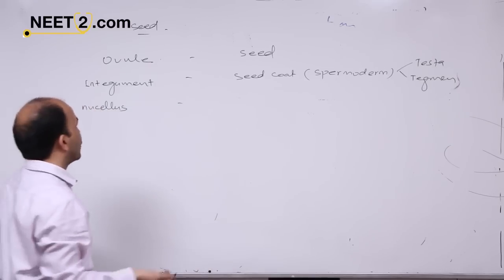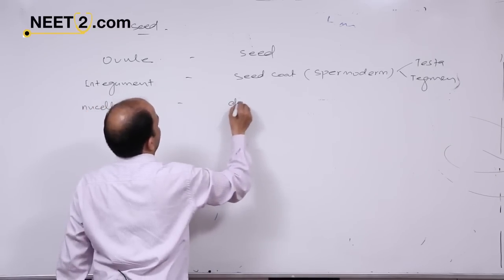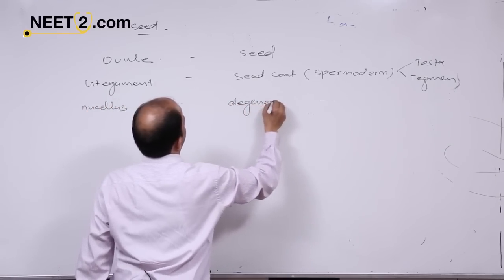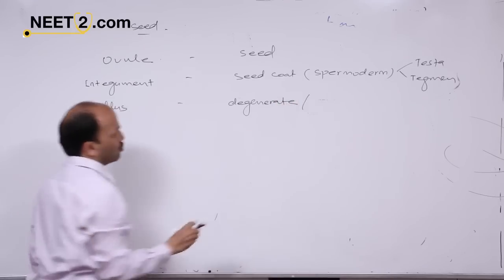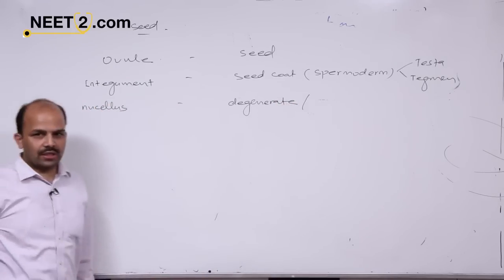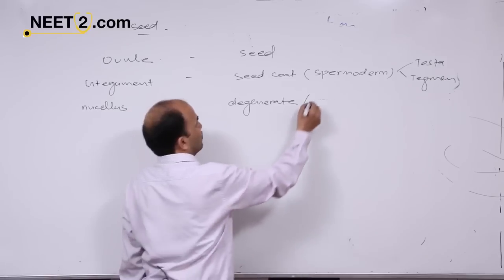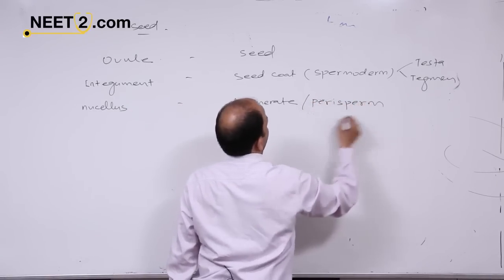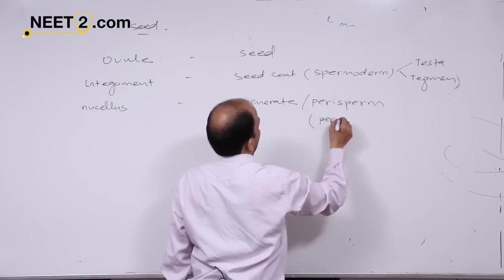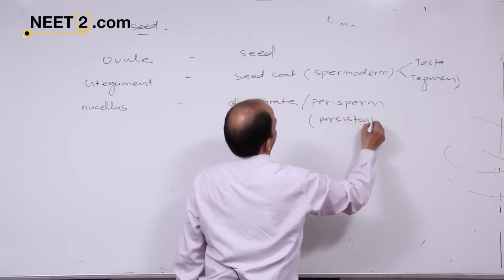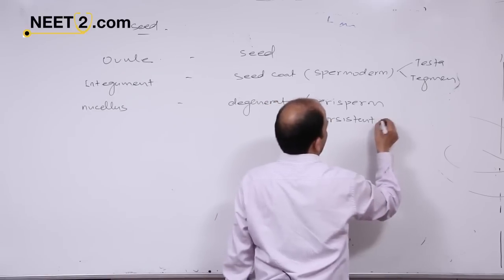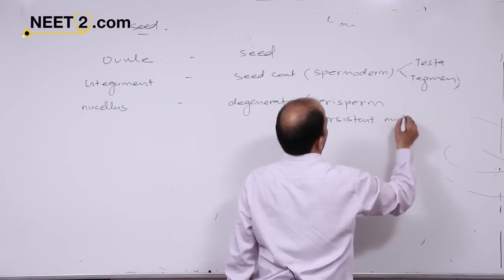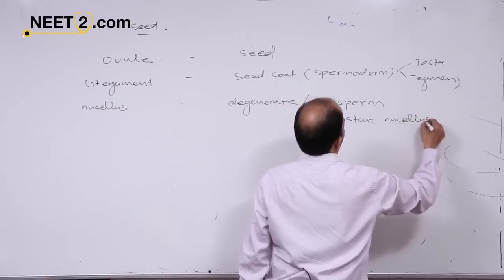Nucellus is a nutritive tissue. Either it will be entirely degenerate, और अगर nucellus कुछ बच गया in the seed, then the remnant of nucellus will be called perisperm. Perisperm, that is a persistent nucellus, like you will find in black pepper. Persistent nucellus will be called perisperm.